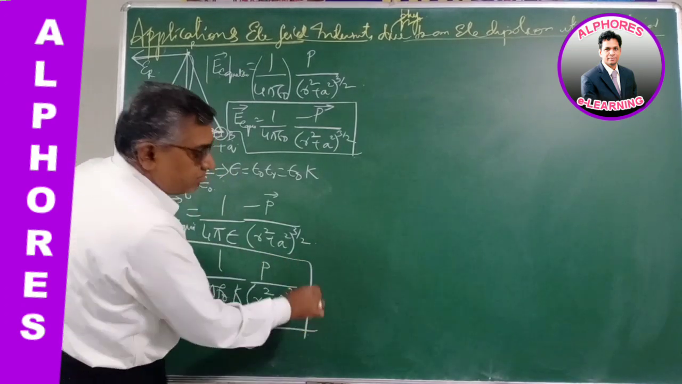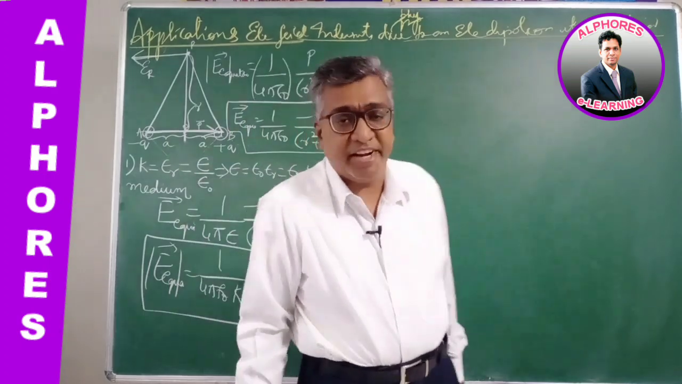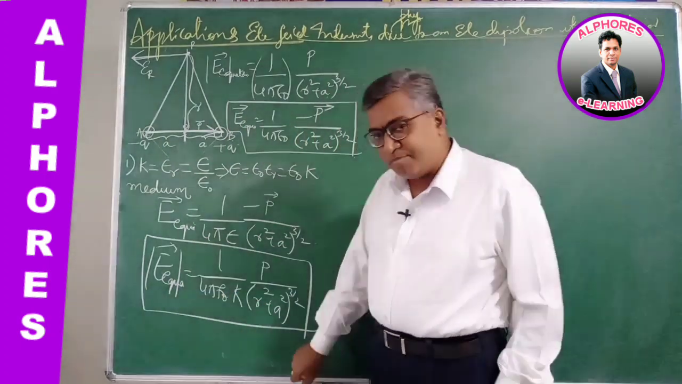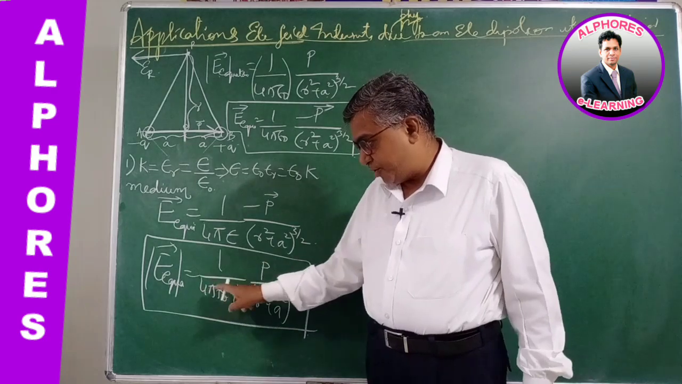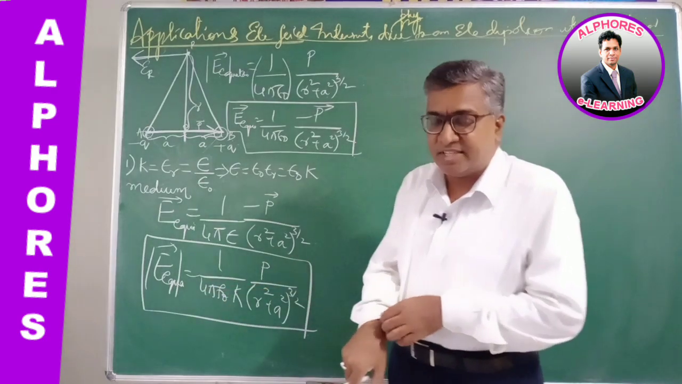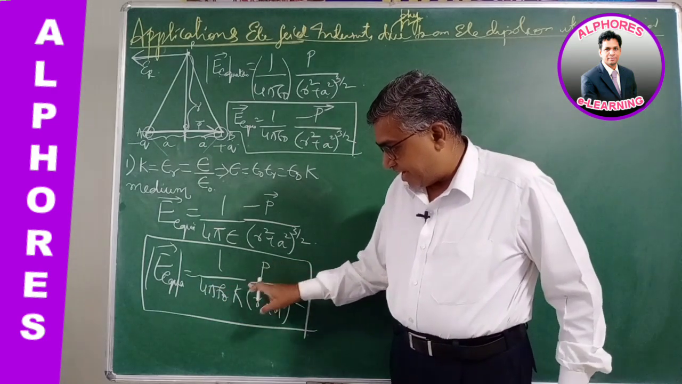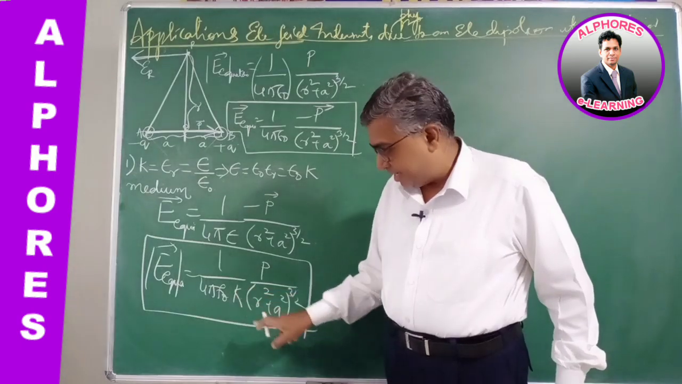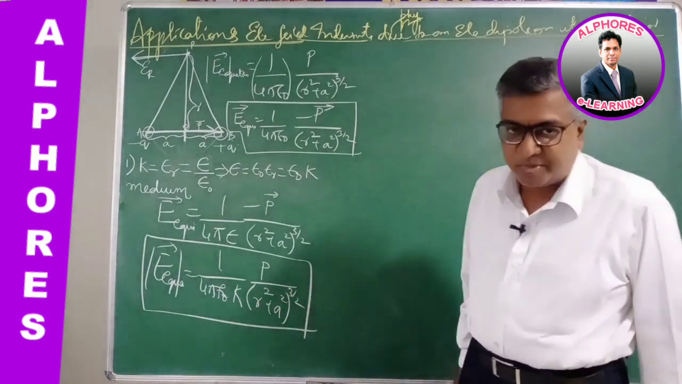If the electric dipole is placed in a medium, then the electric field intensity magnitude is 1 by 4 pi epsilon naught, the Coulomb's constant, into p by K, where K is the dielectric constant of the medium, by (r square plus a square) whole power 3 by 2.